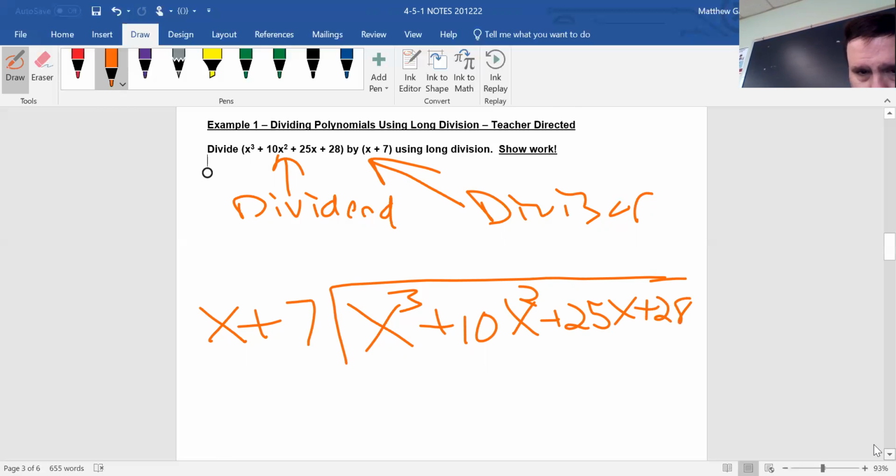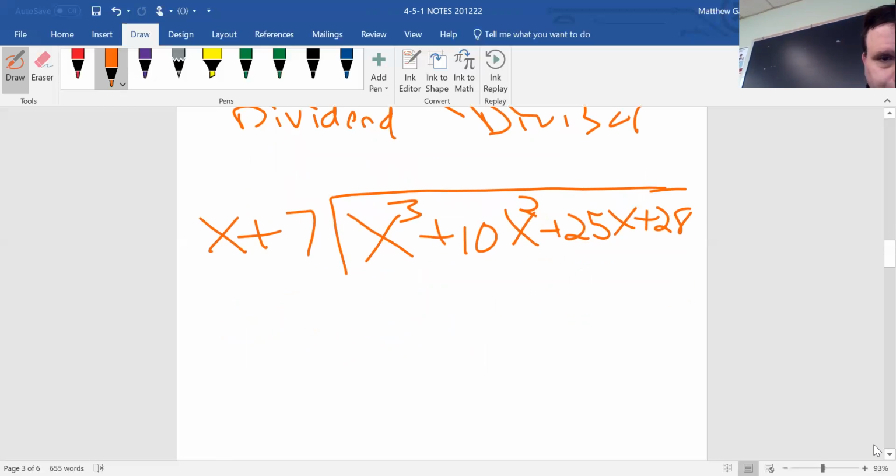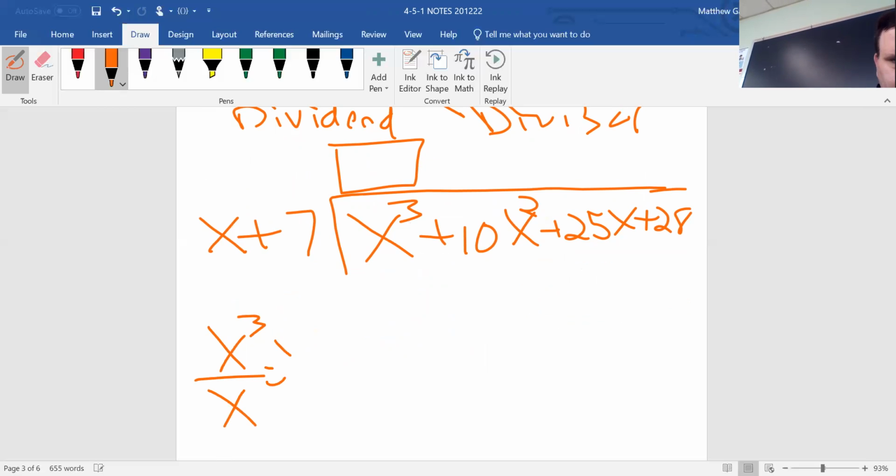So the first thing we do is we put a box up here and we say, what times x gives you x cubed? Or we say, what is x cubed divided by x? Okay, so we end up with x squared. That result goes up in this box.